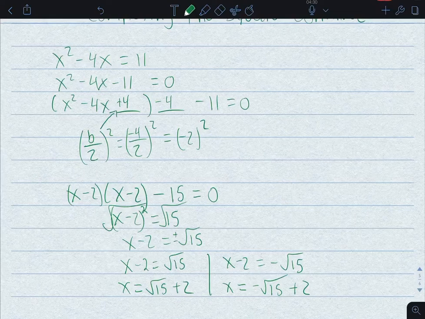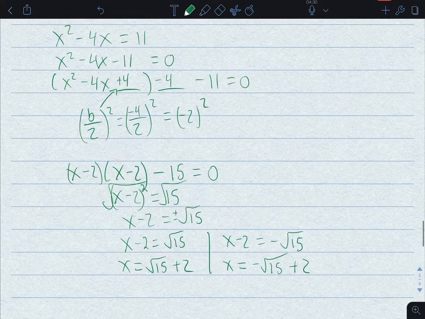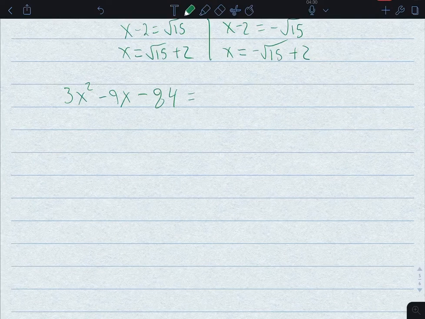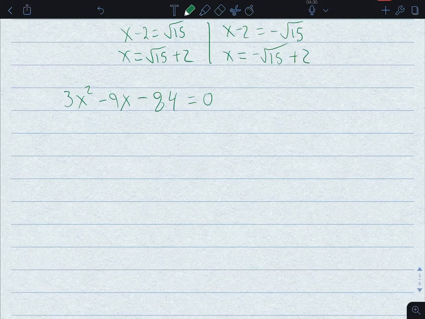Now, there's another special case, which would be if a is not 1. We have the number 1 here because there was nothing in front, which means there's the invisible number 1. Well, what about if we have a 3 in front? 3x squared minus 9x minus 84 equals 0. So we have 3x squared minus 9x minus 84.